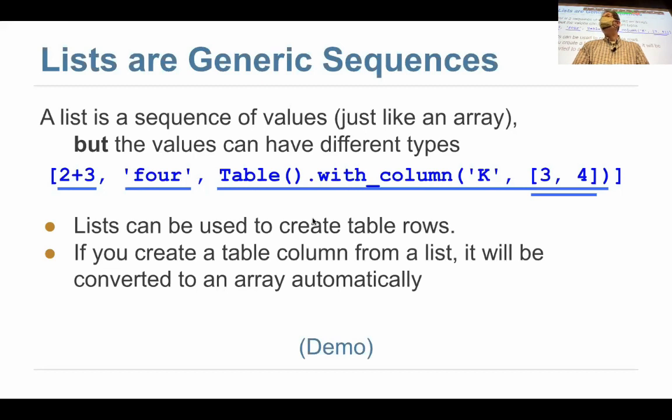They're good for representing rows. Because a row in a table might have a string for the name and a number for the height or whatever, right? So you can have a mixture of different kinds of values within a row. And if you create a table column from a list, it will be converted to an array automatically. I don't think it's really worth showing you a demo. I was just going to type this out. But you can see what it does. It makes a list, that's what the square brackets do, of a number 5, the word 4, and a table.